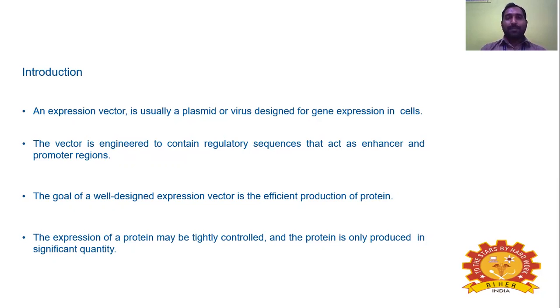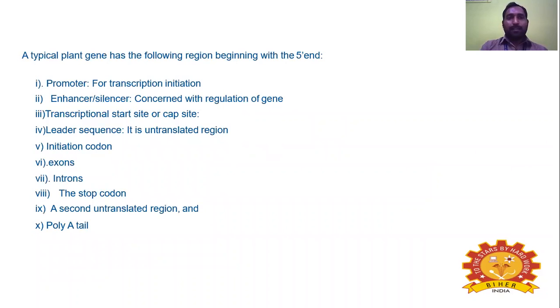And also the expression of protein may be tightly controlled through this vector, and the protein is only produced in significant quantity, okay, not more than that. Only the required volume can be generated through this vector and its controlled system. And if you see, the plant gene can be easily inserted into different vector systems.